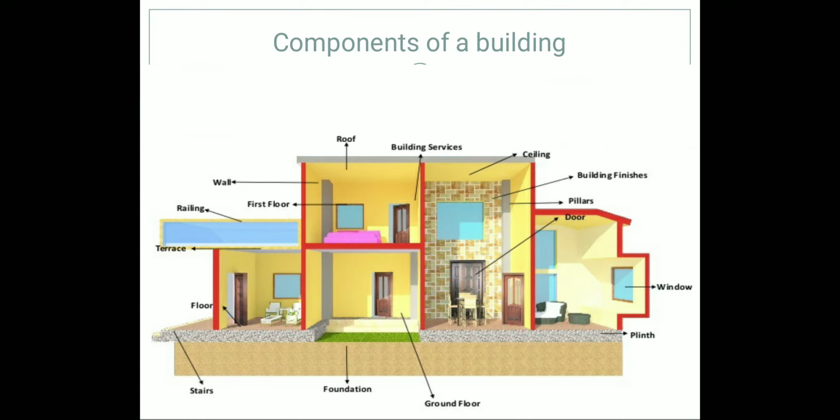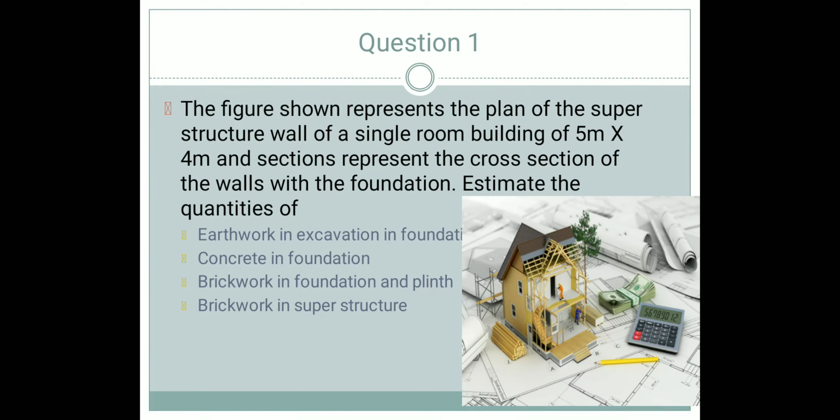So before going into the estimation, let us see what are the components of a building. As given in this figure, we could find the various components that are present in a building: the wall, a roof, building service, a ceiling, building finishes, pillars, door, window, the plinth area, the floor area, ground floor, the foundation, stairs, terrace, and the railing. So these are all the various components of a building. Let us move on to today's question.